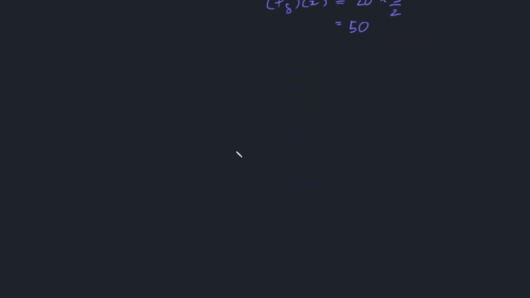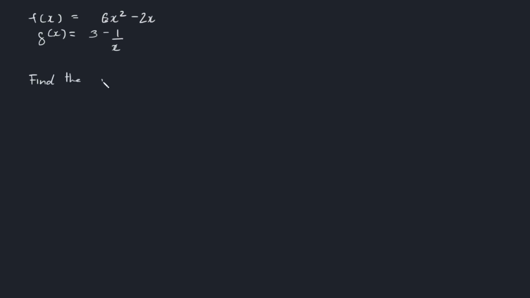So let's do another example. Let's do f of x is equal to 6x squared minus 2x. We'll leave these as functions that we're going to work with. And g of x is equal to 3 minus 1 over x. And so the question is, let's find the domain of f minus g.